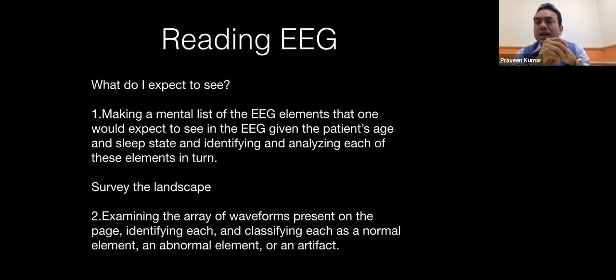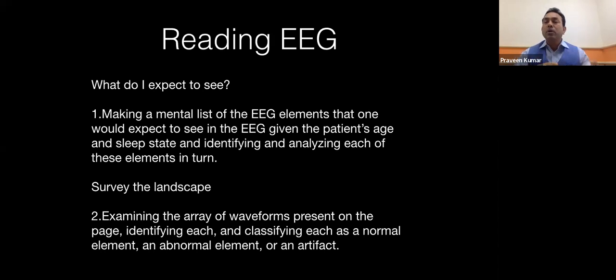The second way is that you start looking at the pages and you find what you're seeing. Like I'm seeing theta waves on this page, but is this child awake? No, he's sleeping. It means this is abnormal. So you see the waves and then you take a call. I'm seeing alpha waves, but the child is sleeping. It means this is abnormal. This can be an alpha coma. So that is the other way of reading the EEG.